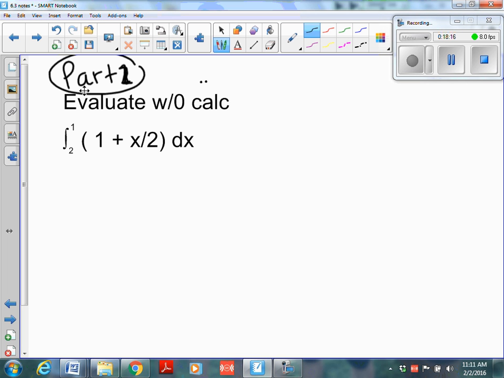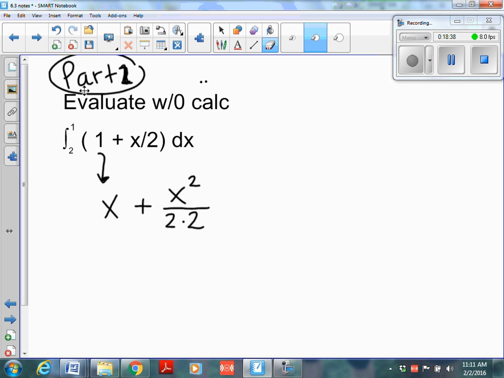Can you evaluate without a calculator? So, all you're going to do is find the antiderivative of 1, which is x. You're going to find the antiderivative of x over 2. You add an extra 1 to that power, which means you have to divide by that power. You can leave it as 2 times 2, or you can erase it and put a 4 down. Remember I told you to draw a line and integrate from 1 to 2.